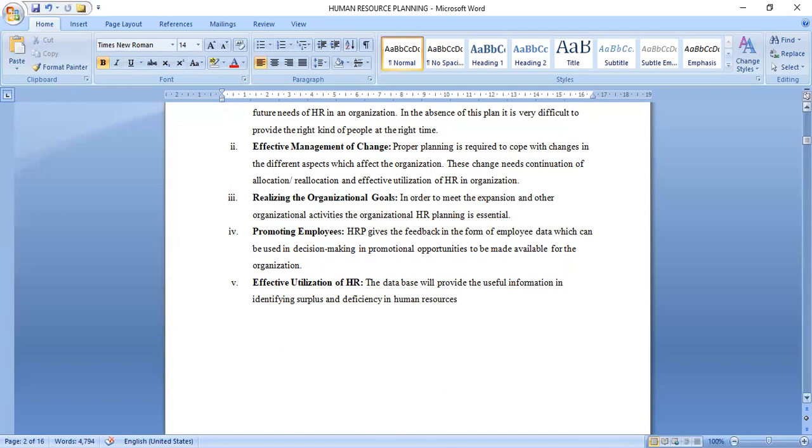So let's assume that an organization is aiming at growth maximization. With growth maximization, it could be that this organization wants to expand and open up other branches elsewhere in other regions, maybe within the country or even out of the country.